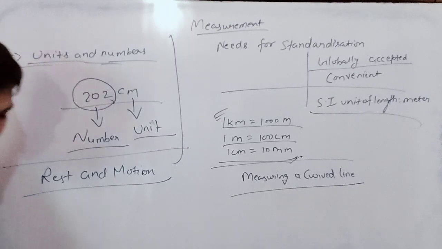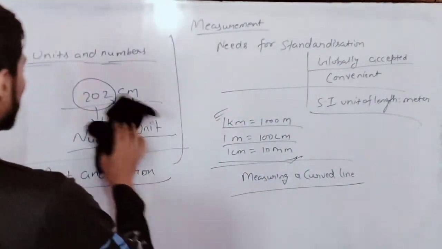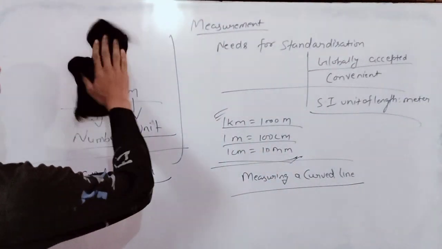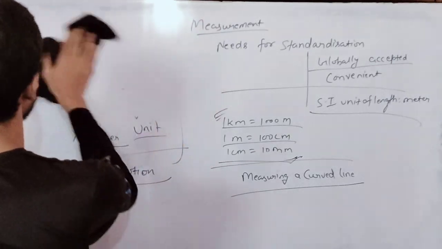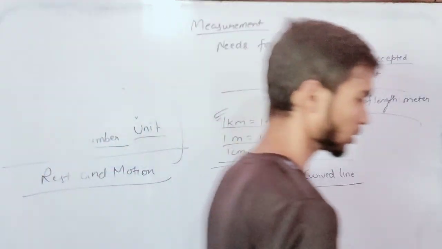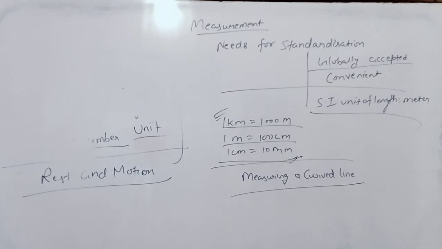Now, types of motion. Is this visible to you?